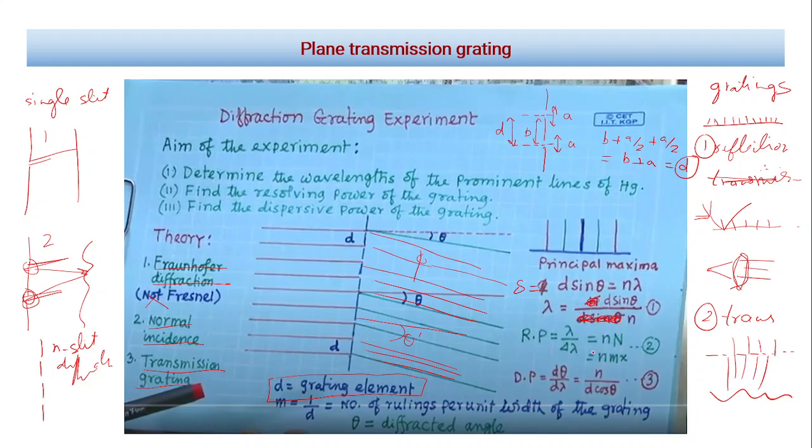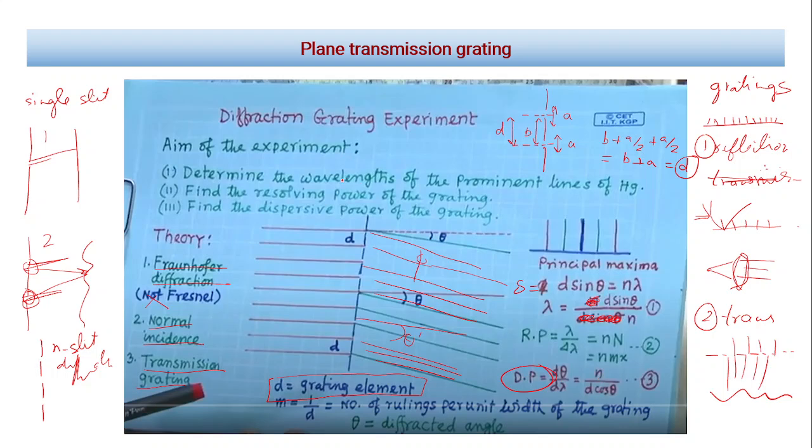So that's why this is the order. m is the number of rules per unit width of the grating, and x is the length for which light is hitting the grating. If it is the whole length, then it will be the total number of lines on the grating. Similarly, as we can calculate resolving power, we can also calculate the dispersive power of this grating, which is given by d theta by d lambda, which will be n over d cos theta.